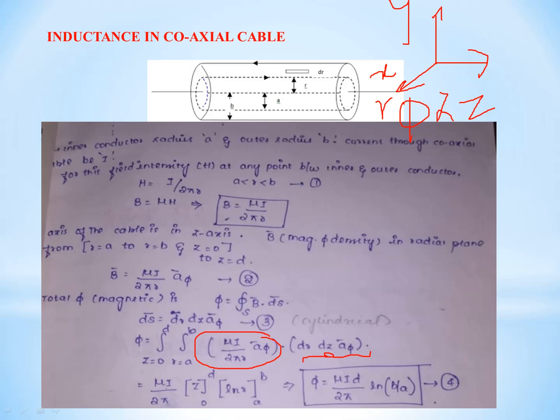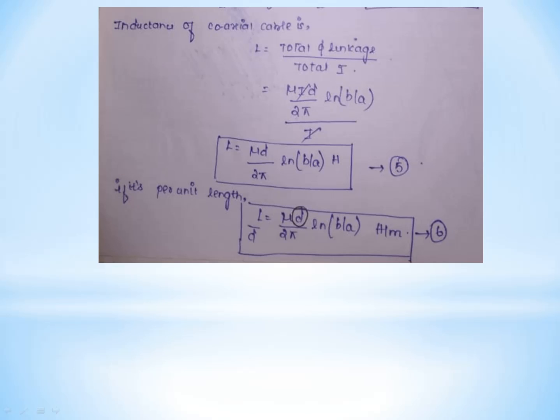This is the formula to calculate only the flux linkage of a coaxial cable. To calculate the inductance of the coaxial cable, inductance equals total flux linkage by total current. So from this, apply the total flux linkage formula obtained in the previous equation and cancel the common terms. We obtain L equal to mu by 2 pi ln b by a in Henry. If we calculate per unit length, L by d, that is the unit length, L by d will be equal to mu by 2 pi ln b by a Henry per meter, because we are calculating inductance per meter.